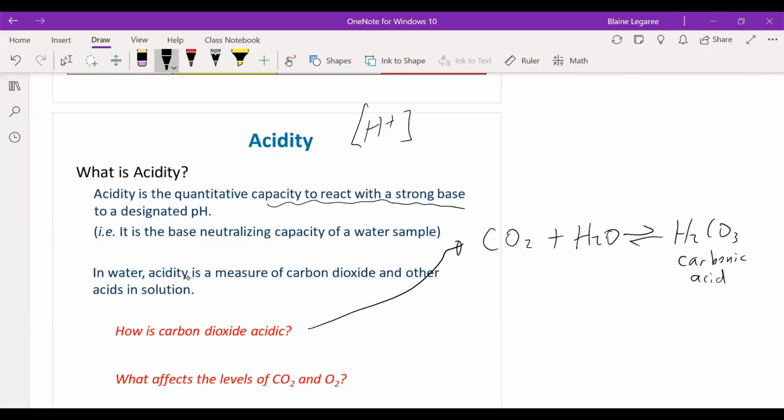Carbonic acid will further dissociate, so H2CO3 breaks down into some hydrogen ions, so that's acid, plus bicarbonate, HCO3 negative. Bicarbonate will actually break down even more, and it will make carbonate. So here we go.